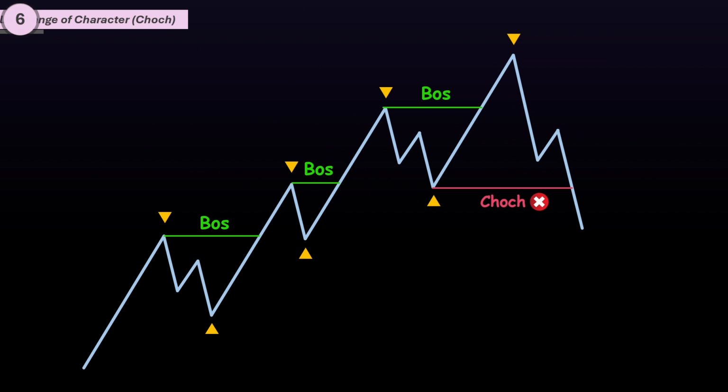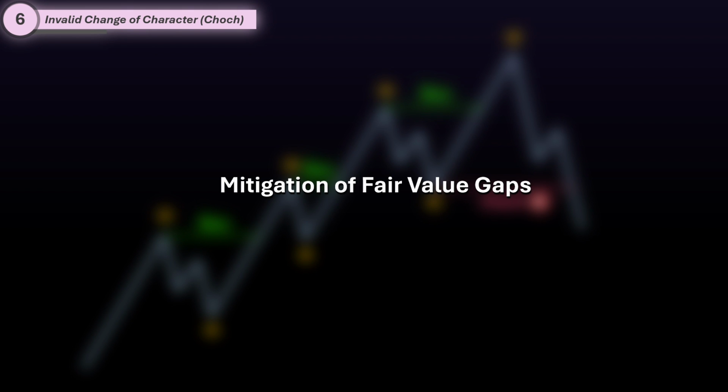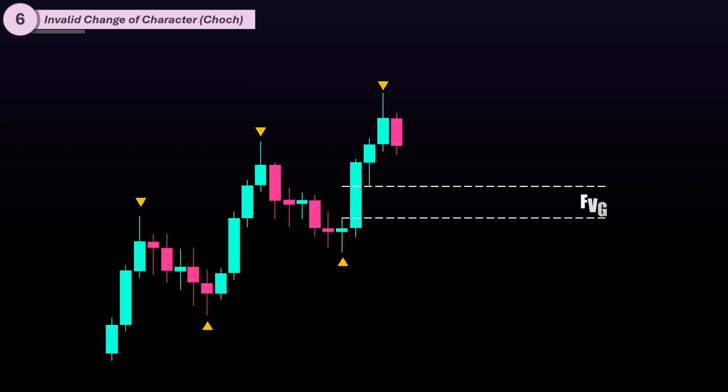Let's talk about another concept that can also invalidate a change of character, the mitigation of fair value gaps. As a smart money trader, identifying FVGs should be one of the first steps you take when analyzing a chart, because these zones often act as magnets for price. In most cases, before continuing its trend, the market pulls back to fill these gaps. This is why FVGs are critical zones to watch. They're most effective on intraday timeframes, such as the 4-hour, 1-hour, or even smaller timeframes.